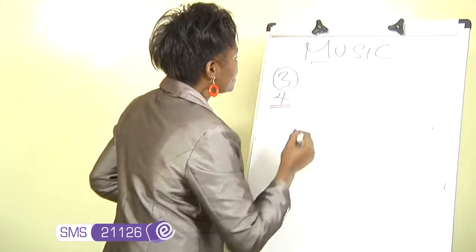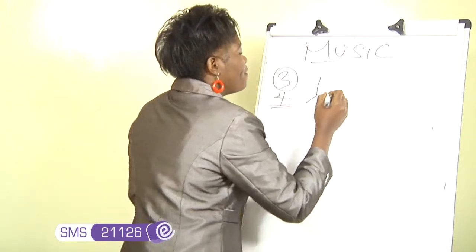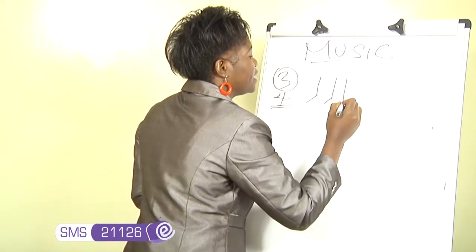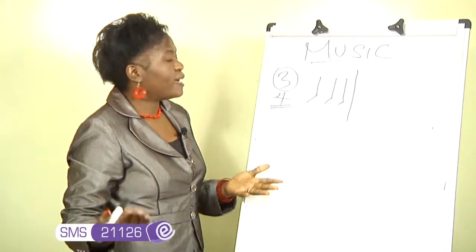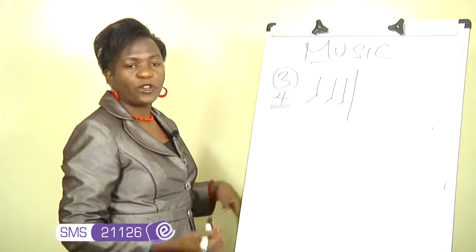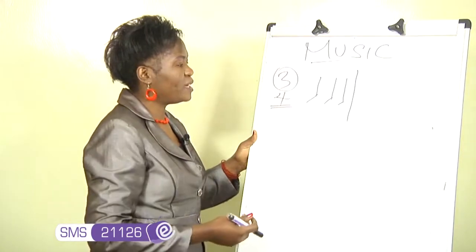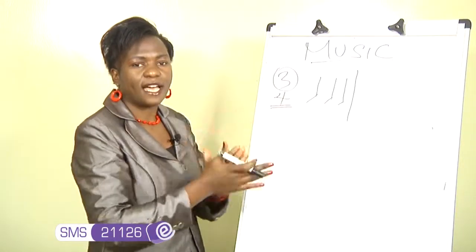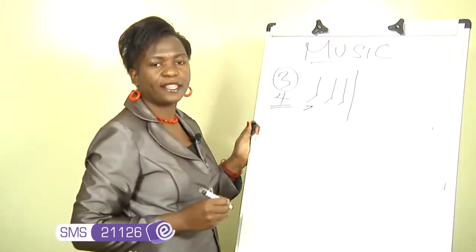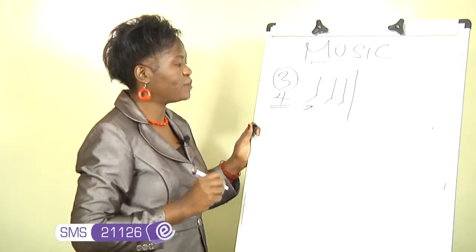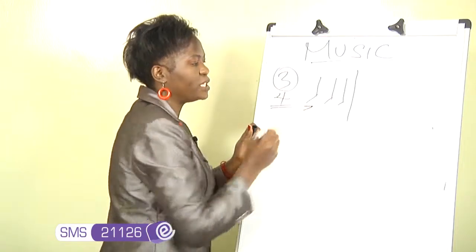Now, if I have 3 crochets like that in a bar, the clapping is still the same, or if you want to tap, it's still the same. That will be ta, ta, ta. And always put a stress at the first note in that particular bar, or the first beat of the bar.